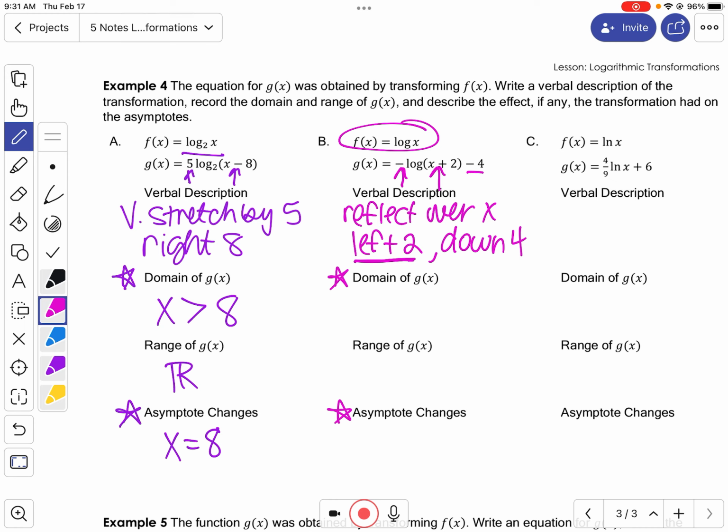Left 2 means my x values will be greater than negative 2. The range will be all real numbers. My vertical asymptote will now be at x equals negative 2.